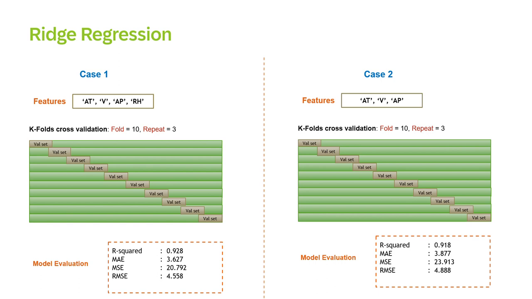In the first case, all the features were identified and then executed. So the model evaluation is actually comparable with the multiple regression. The R squared value came as 0.928, and similarly the other evaluation metrics also. In case two, the less significant RH was eliminated and then executed again with the other parameters. The R squared value came as 0.918 and the other evaluation metrics also.